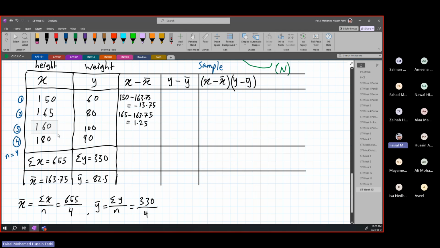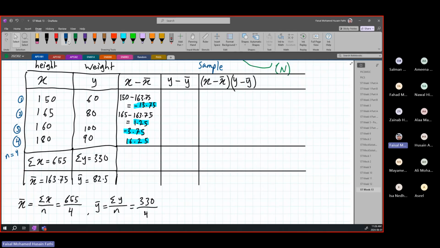We are subtracting this value from this value. So 160 minus 163.75 is going to be negative 3.75, and then 180 minus 163.75 is 16.25. So again, these are the values that we got, so that there's no confusion. Remember, you need to keep the sign as well inside. Do not forget, if it's negative, you have to keep it as negative. And if it's positive, you keep it as positive.